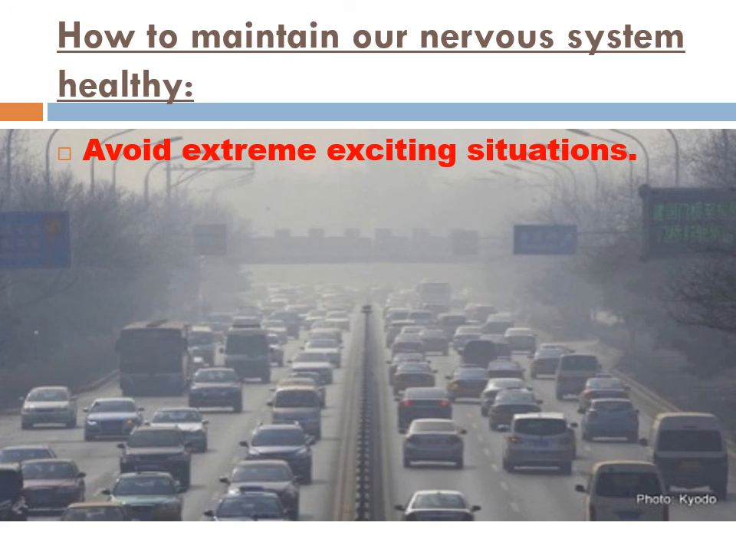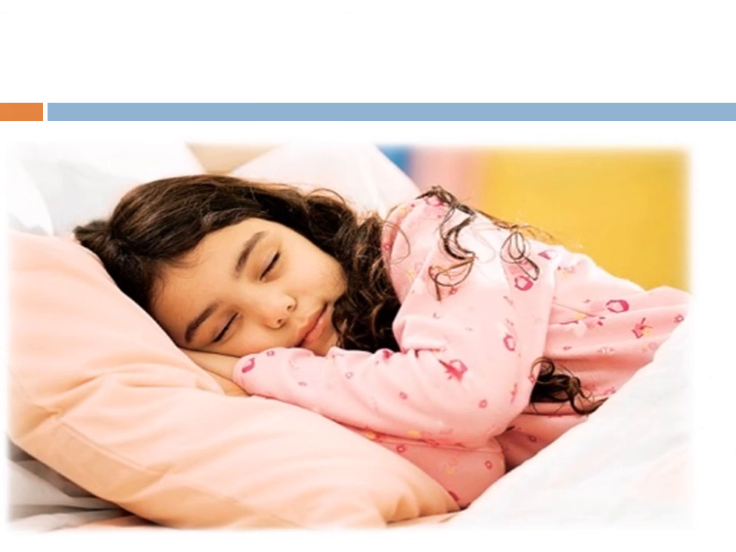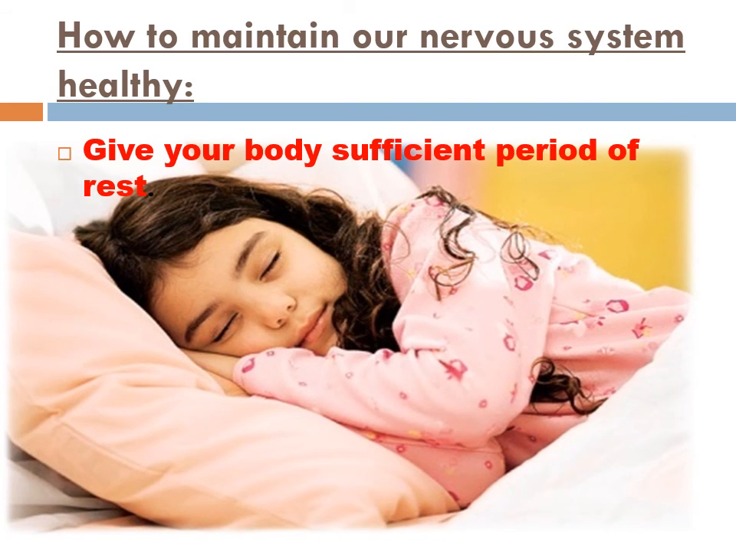Another way to maintain our nervous system healthy is to avoid extremely exciting situations and stay away from pollution and noise. Another way is to give your body a sufficient period of rest. You have to sleep a sufficient period so that you can maintain your nervous system healthy.